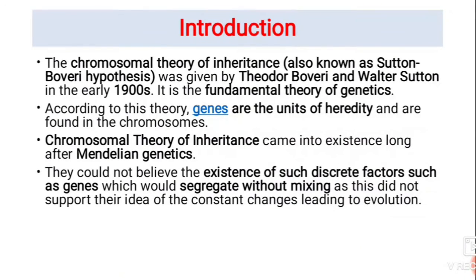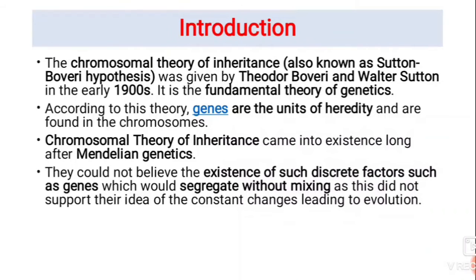The hypothesis that genes are located in chromosomes is designated the Sutton-Boveri hypothesis, or more commonly the chromosome theory of inheritance. As indicated above, Boveri is given equal credit for this theory, and he independently reached a similar conclusion in the same year. According to this theory, genes are the units of heredity and are found in the chromosomes.